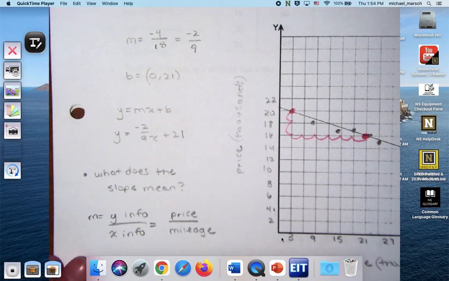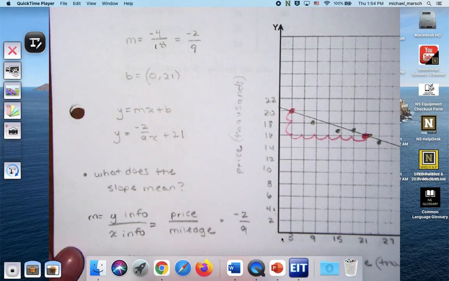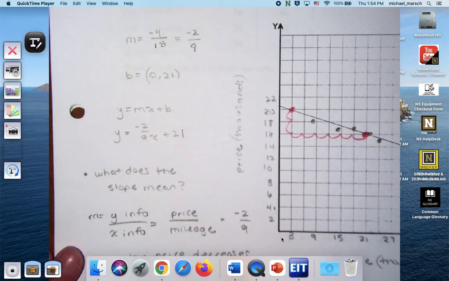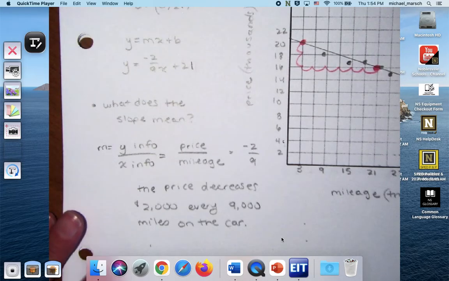So for me, -2/9 tells me, for my specific scenario, the price decreases $2,000 every 9,000 miles on the car. That's what mine says. So if your slope was negative, somebody give me a different slope than mine.